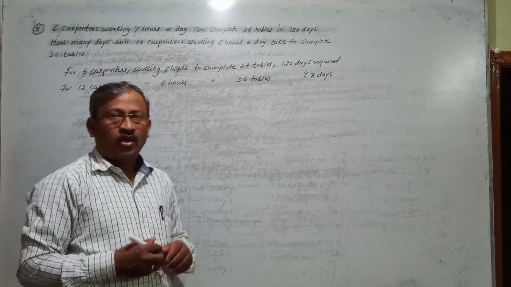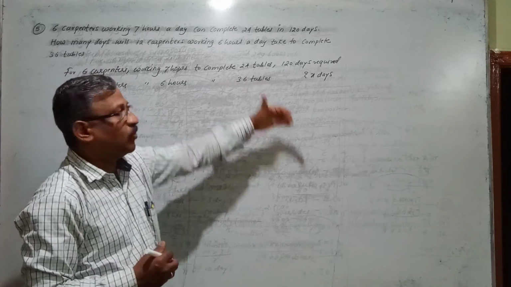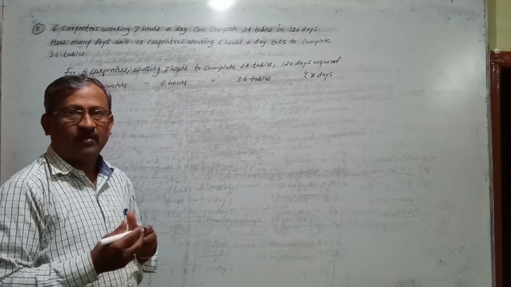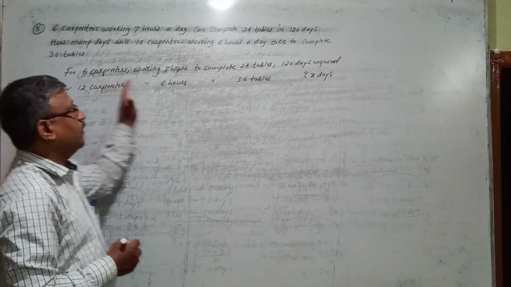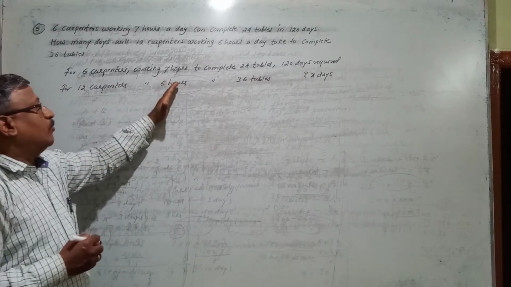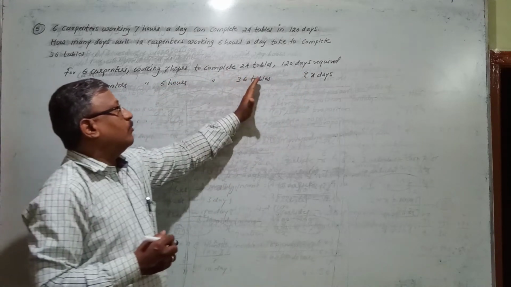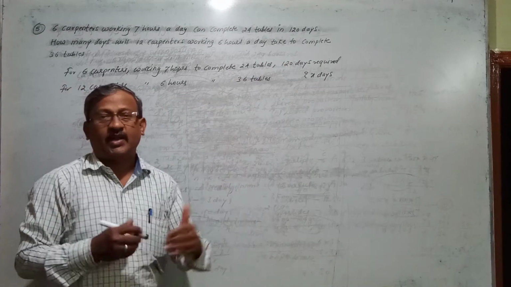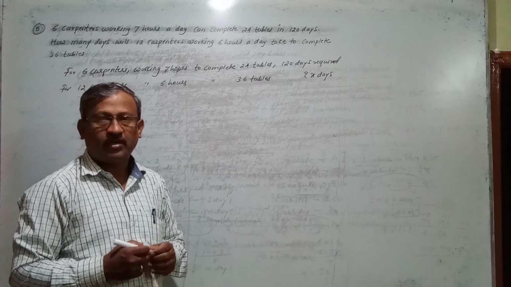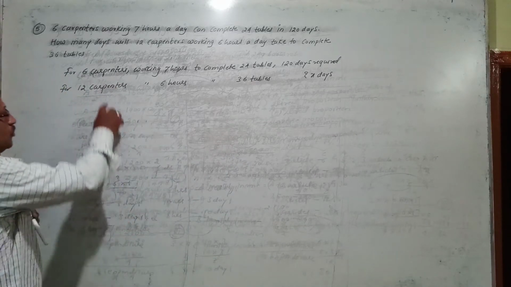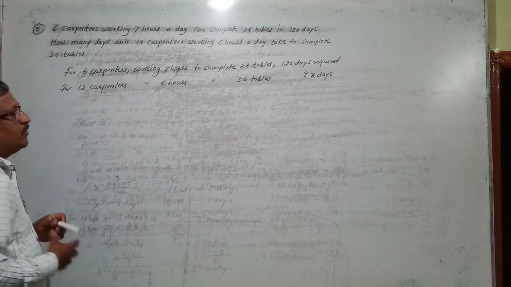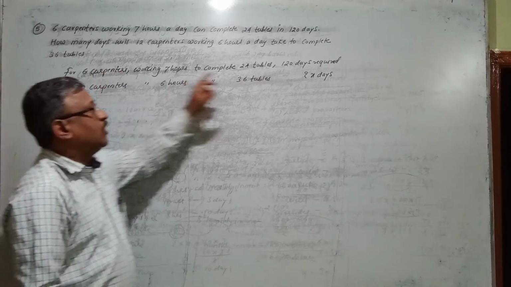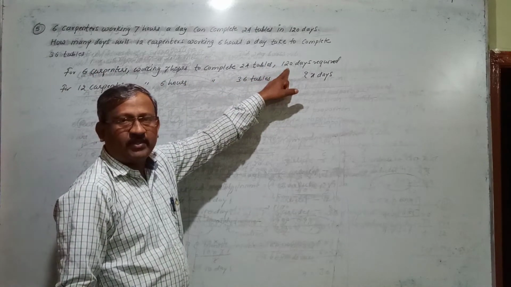So at that time what do we do? We compare the ratios with the number of days individually, separately, right? So direct comparison is not possible. One by one you have to compare. First compare the number of carpenters with the number of days. Then compare the number of hours with the number of days. Then compare the number of tables with the number of days, and you have to see whether these 3 ratios are in direct proportion or in inverse proportion. Okay? So let's compare. First you compare carpenters with the number of days. We know for 6 carpenters, 120 days are required.